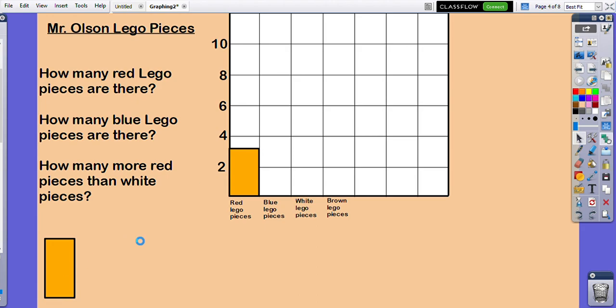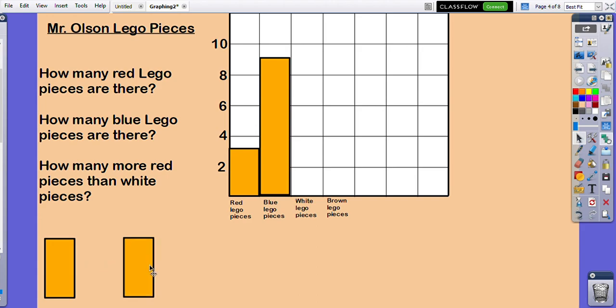Let's do blue. For blue, I had 9. So to show 9, I'm going to go halfway between 8 and 10, because the number between 8 and 10 is 9. So that would show 9 blue Lego pieces.